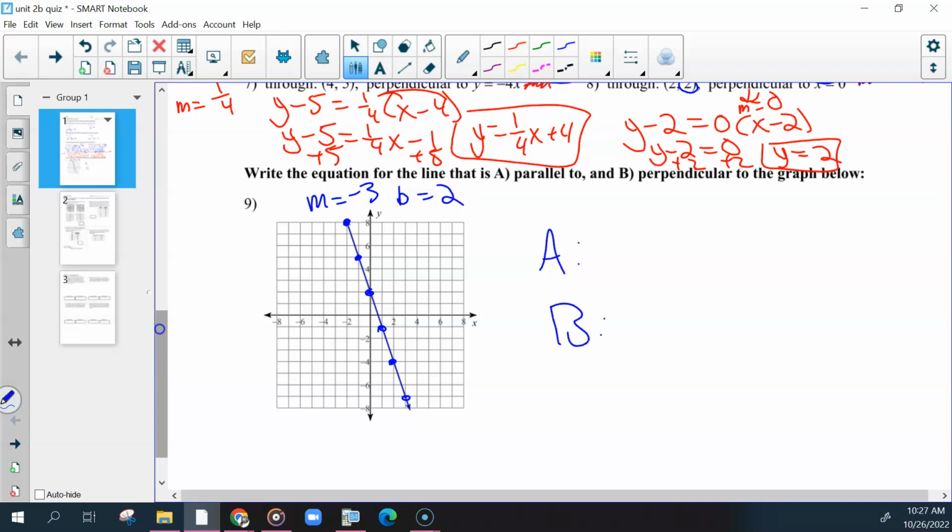And then for A, you had to write an equation that was parallel to the original. So the slope had to be the same. And then the y-intercept just had to be different. You can make it negative, you can make it a different number. It just can't be positive 2. Otherwise, that would be the exact same line.